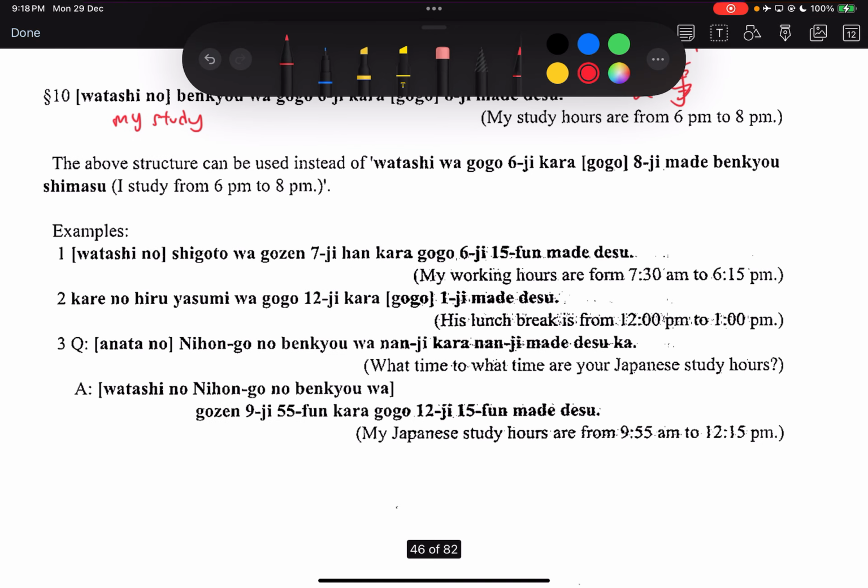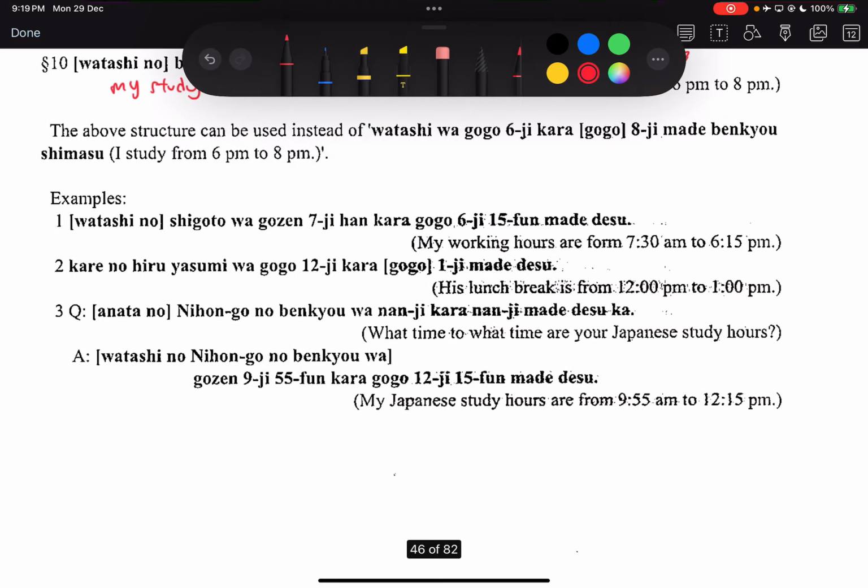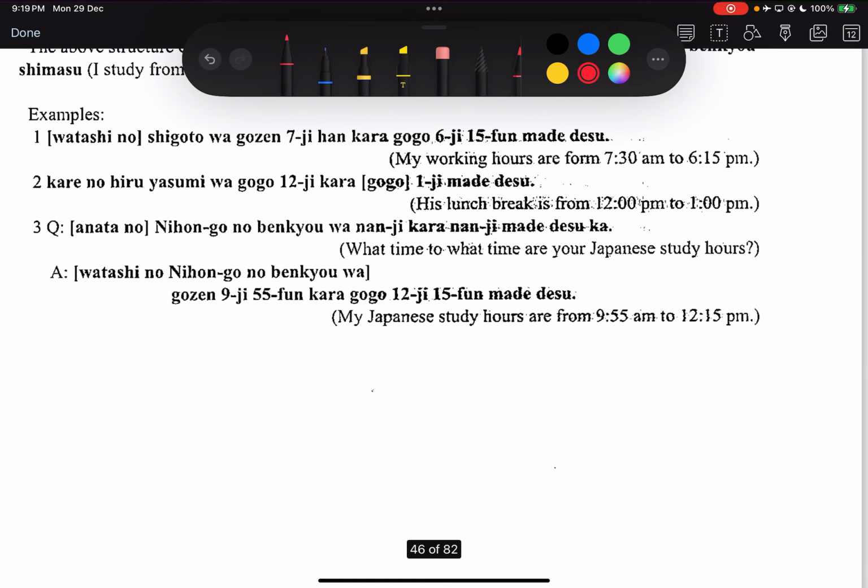Then we look at the example. Number 1. 仕事は午前7時半から午後6時15分までです。So from 7:30 a.m. until afternoon 6:15 p.m. So that is the work hours. Basically we just use it like from and until, 从 and 到, literally the same way. The sentence ending is either desu or it can be your verb.